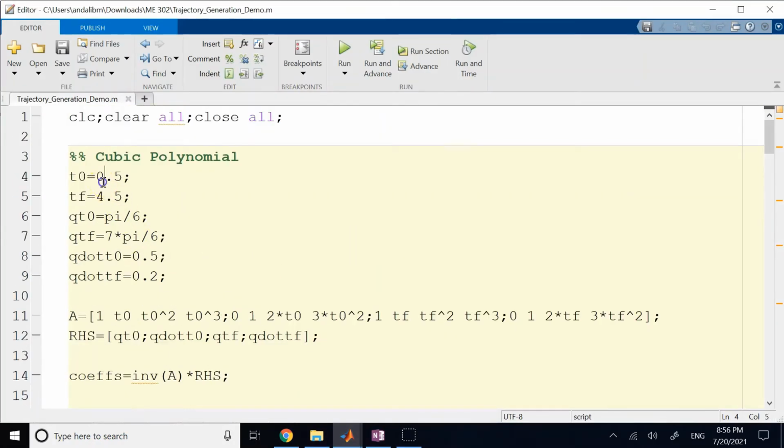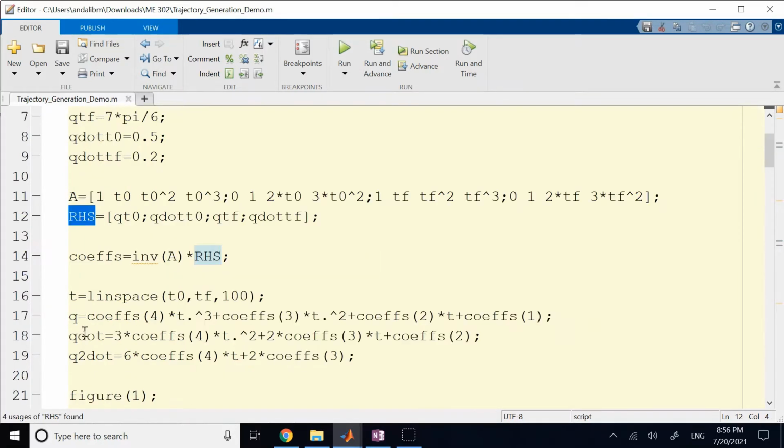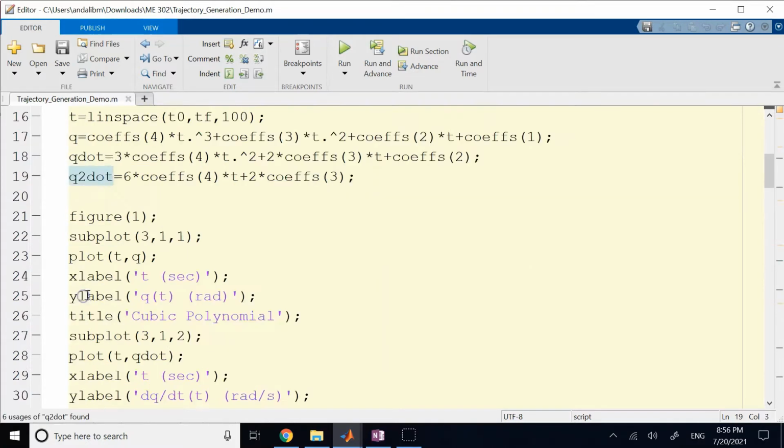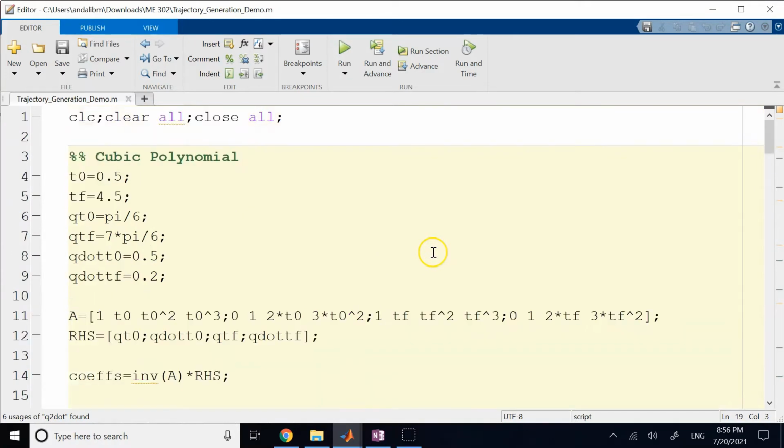So these values I chose: my initial time I chose to be 0.5, final time 4.5. I go from pi over 6 to 7 pi over 6. So all I'm doing is rotating about 180 degrees in 4 seconds. It's not such a big deal. And my initial and final slopes are given as 0.5 and 0.2. I calculate my A, and the right-hand side here is the same as the b matrix. Get my coefficients, get my q dot, q double dot, and all I'm doing is plotting it, right?